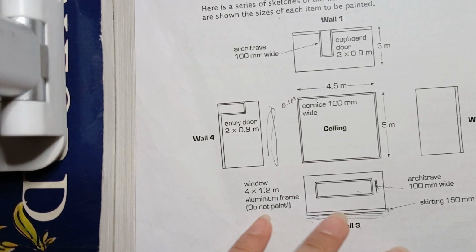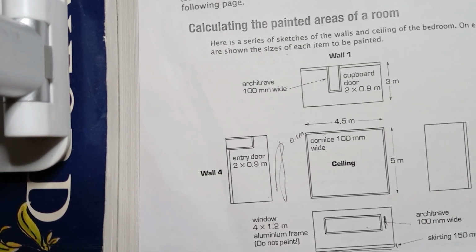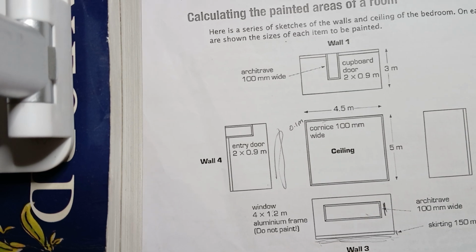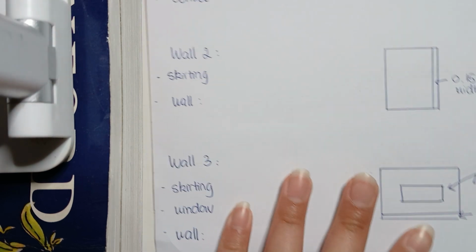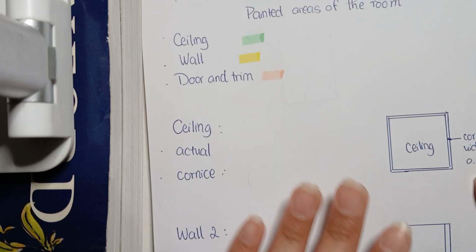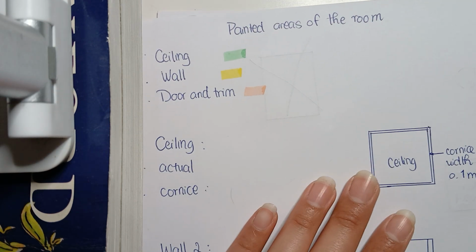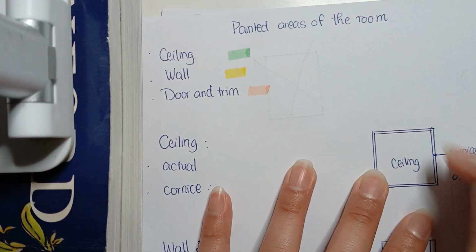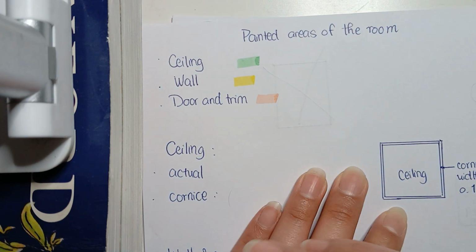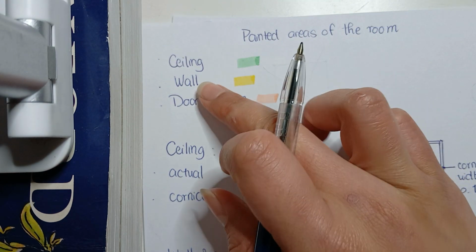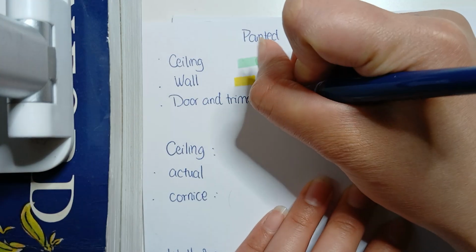Hello class. Alright, so I'm going to show you how to do this question, calculating the painted areas of a room. First thing first, I just did the outline for you. Now, I want you to think of it simply like this. When it comes to painting a room, we have three different parts to paint. We have the ceiling, we have the wall and door, and the trim.